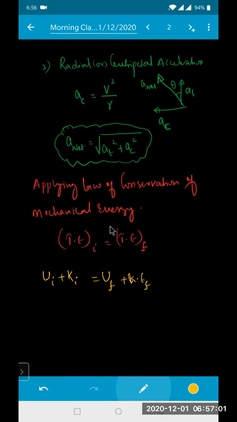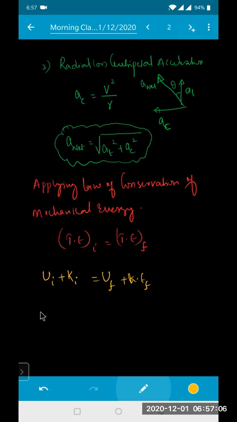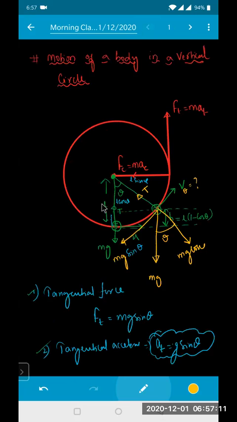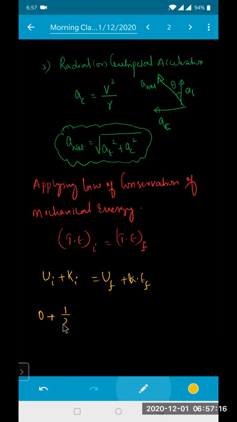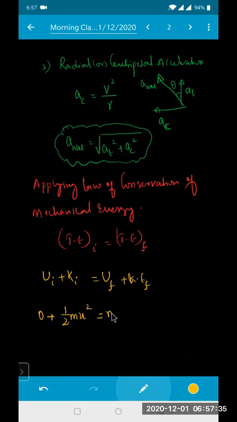Initial potential energy: when the body is somewhere here, there is no height, so initial potential energy is equal to 0 plus the initial kinetic energy. Initially it has a velocity, say u, so the kinetic energy will be half m u square. That is equal to the final potential energy. After coming from this position to this position, it has been raised by this height, so the final potential energy is mg h. This h is L into 1 minus cos theta. So the potential energy will be mg h.